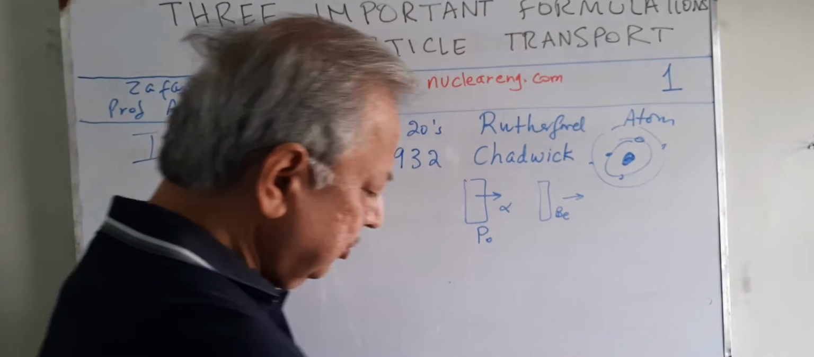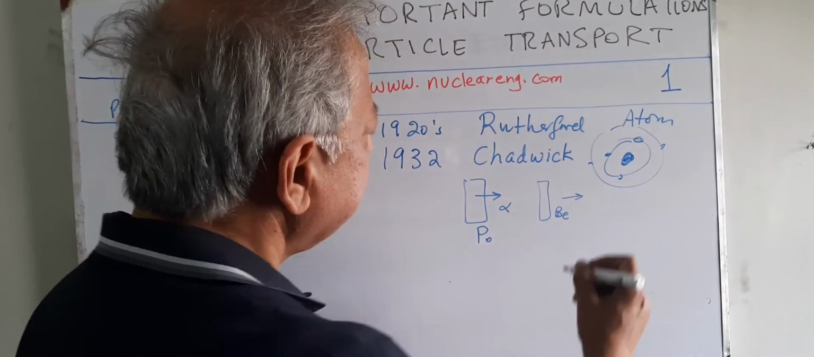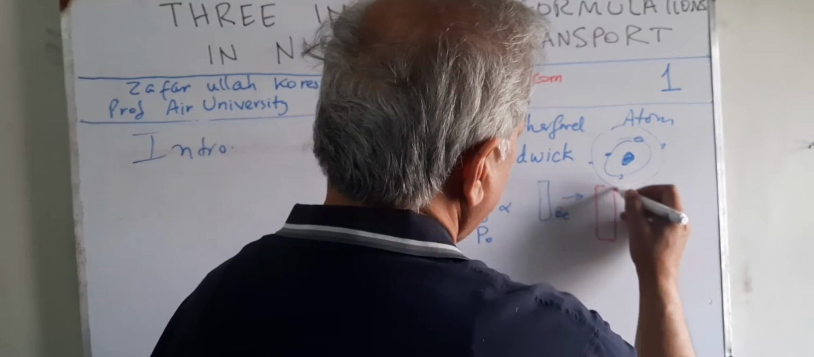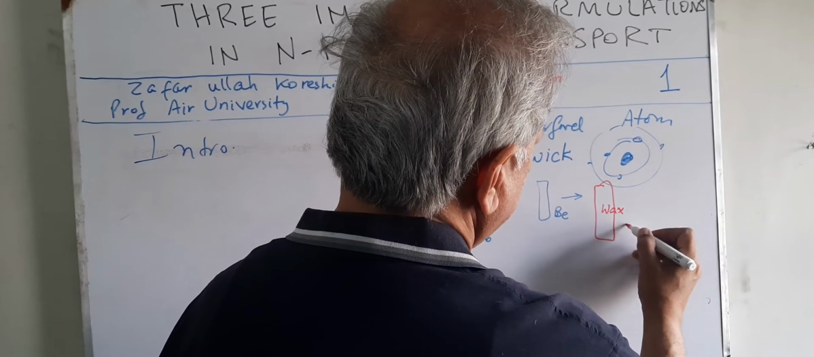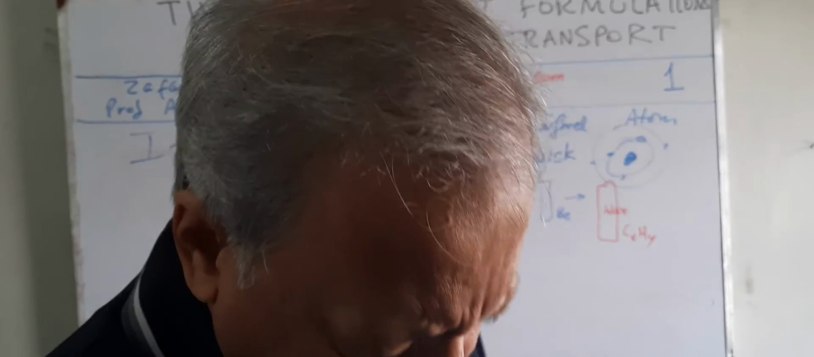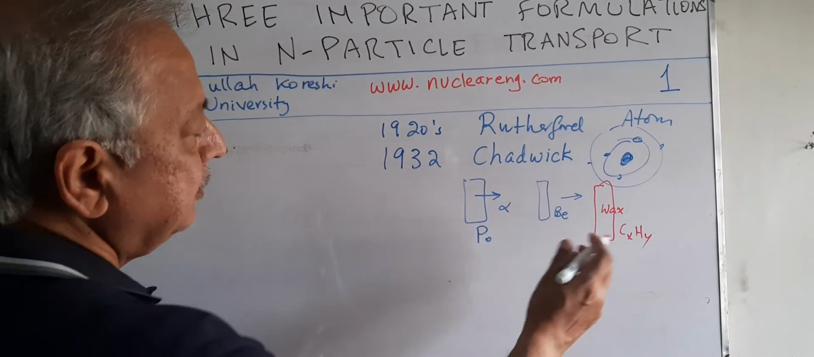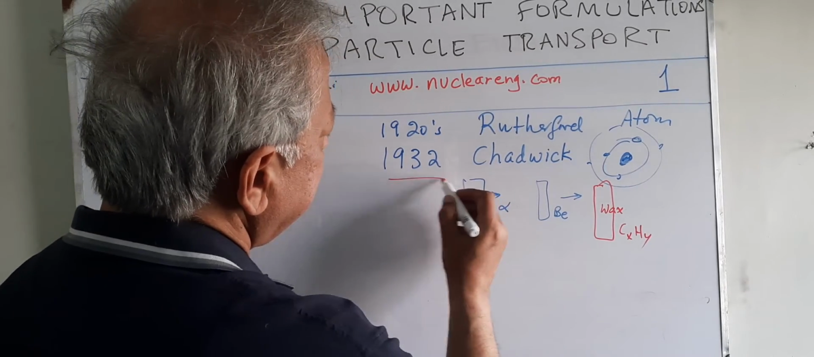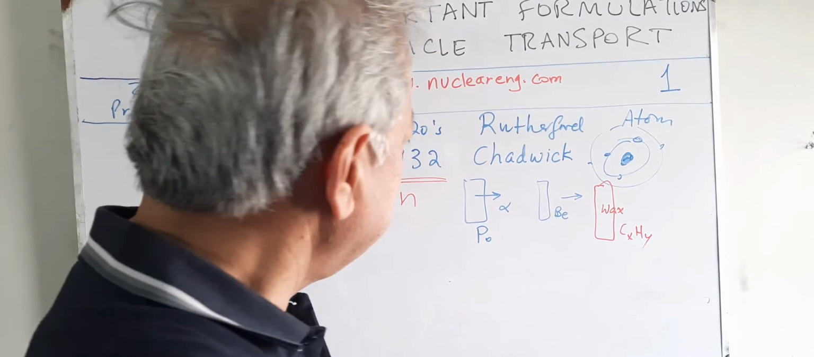But it was Chadwick who was first able to show that no, it's not a proton. In fact, he put some wax over here, which is a hydrocarbon, and so basically there was a lot of energy transfer, and he measured the range of the protons here. So in 1932, he discovered the neutron, and he got his Nobel Prize for this.